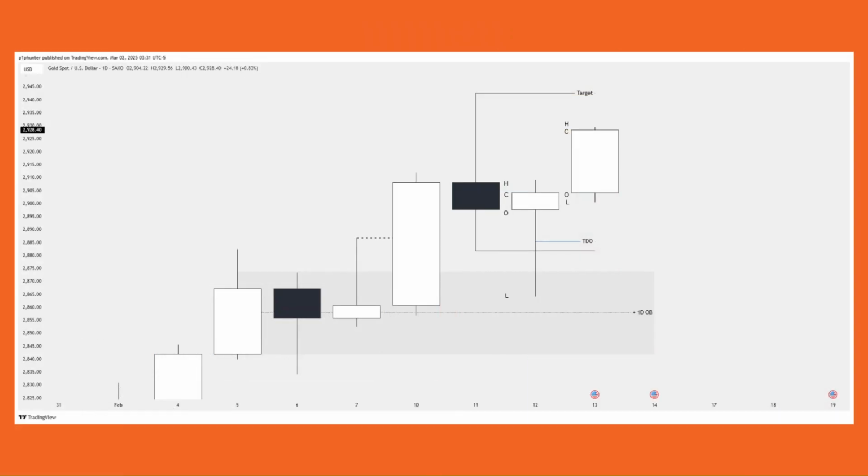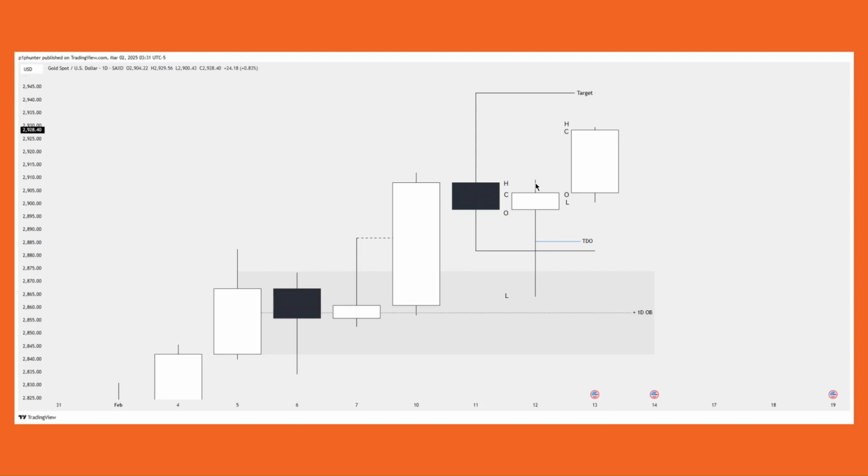Here we are looking at the spot gold chart on the daily time frame. This is an example of a bullish power of 3 and AMD model. We can clearly see that here we have marked out the range with this being the low and this being the high of the candle. In the single candle, we have marked out the low and the high, which is our tradable range.